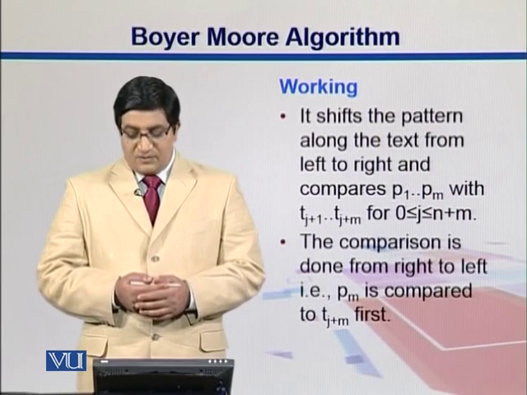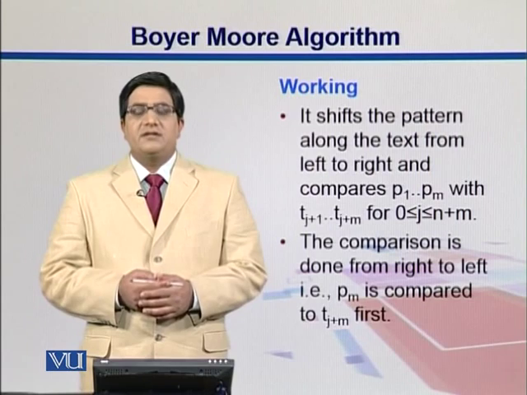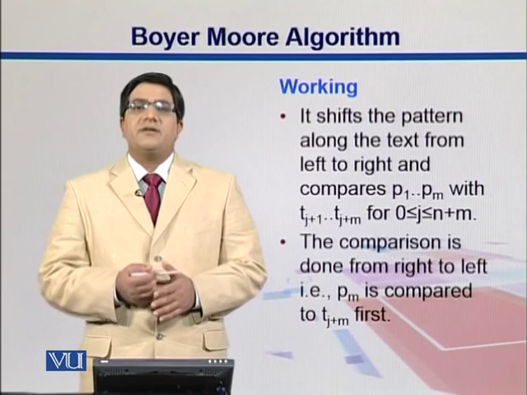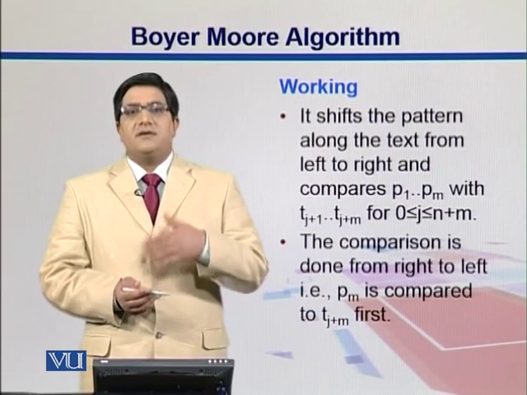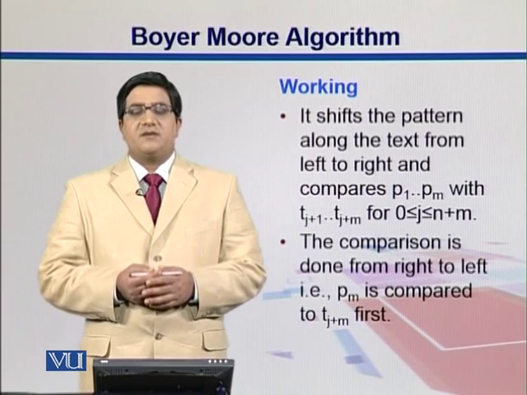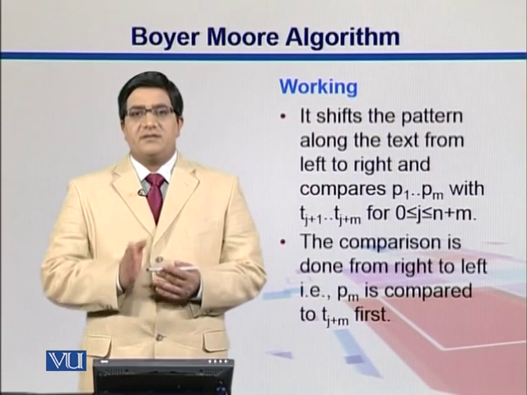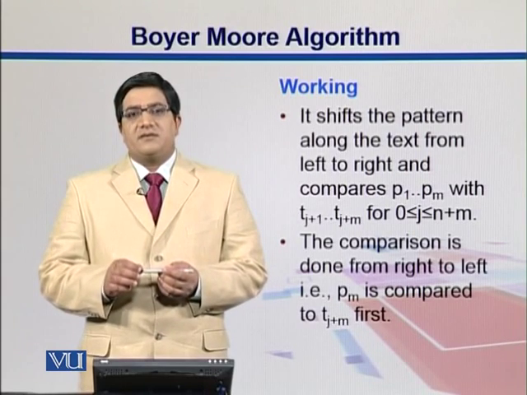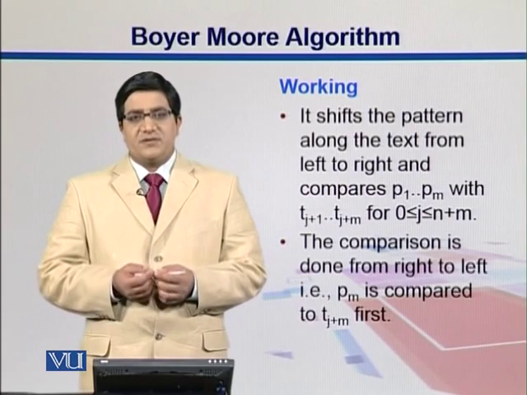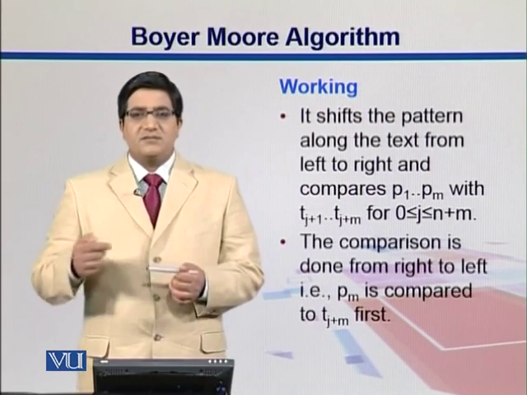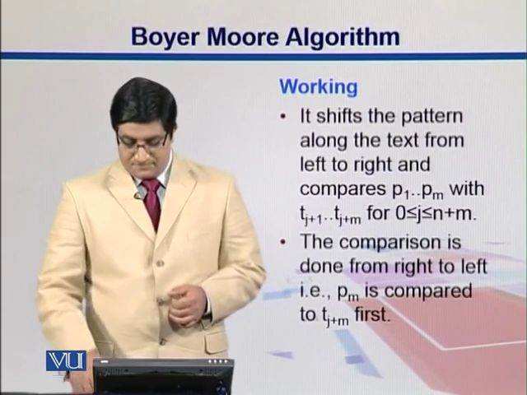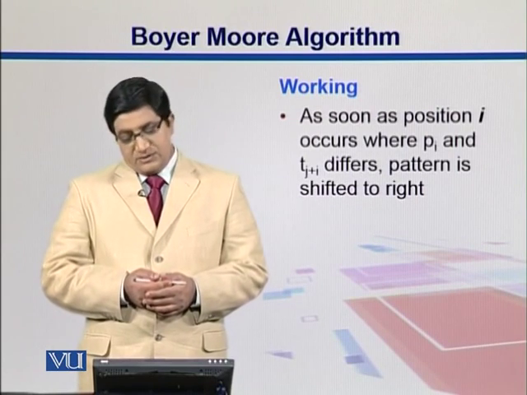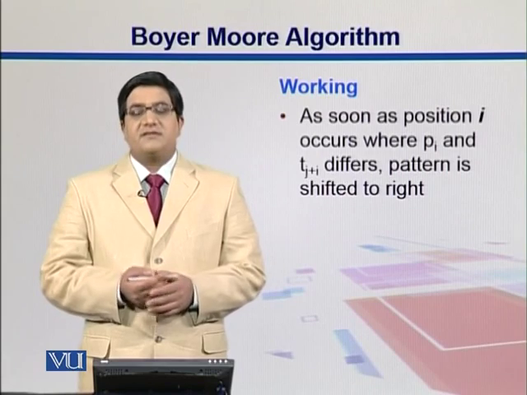The comparison is done from right to left. So we are not comparing the first position of the pattern with the first position of the string, but we are comparing the last position in the pattern. In the beginning, we just align them together. The last location of the pattern matches over there first, and then it moves backwards, from right to left. As soon as a position i occurs where Pi and Tj+1 differ, the pattern is shifted towards the right.